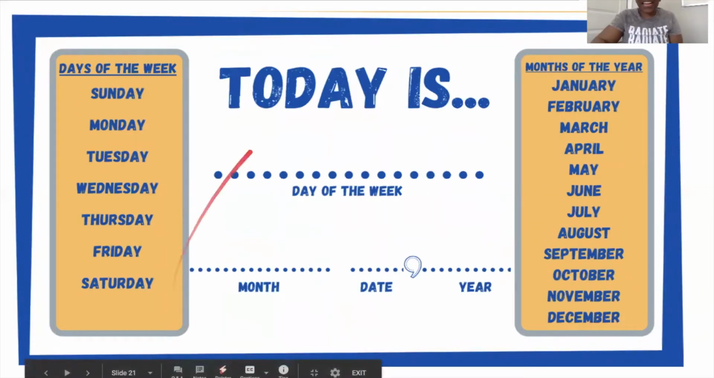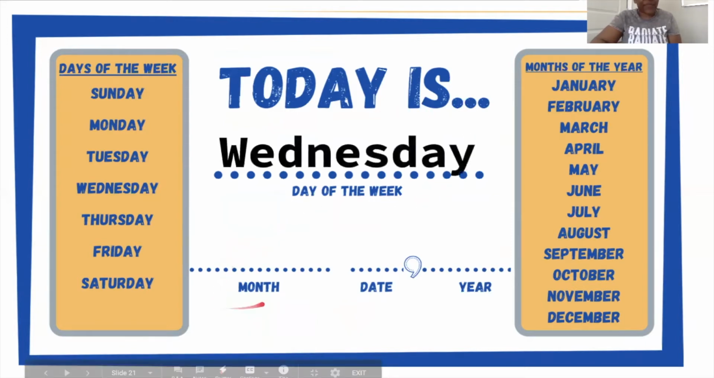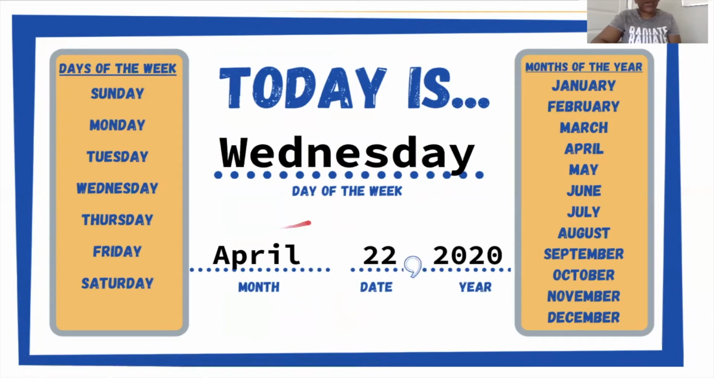I'll start. Today is Wednesday, April 22nd, 2020. Remember, we start with the day of the week, then we say the month, the number date, and then the year. You try. Today is Wednesday, April 22nd, 2020. Great job.